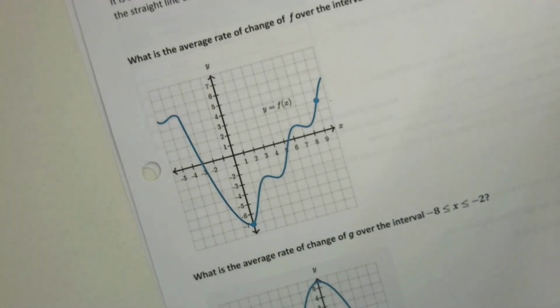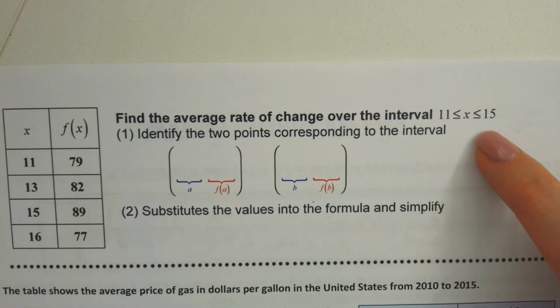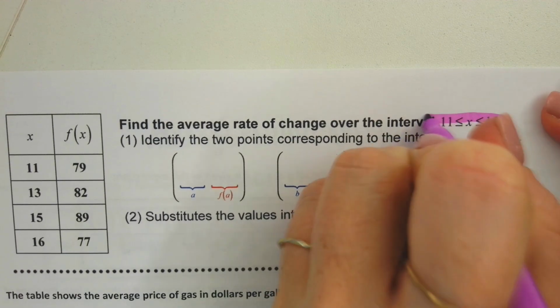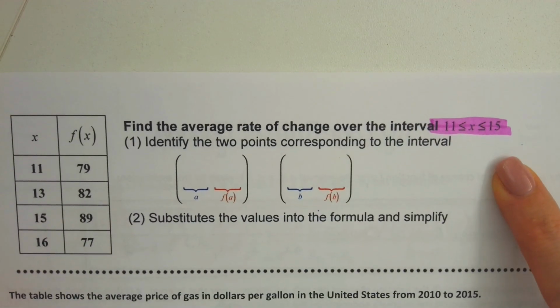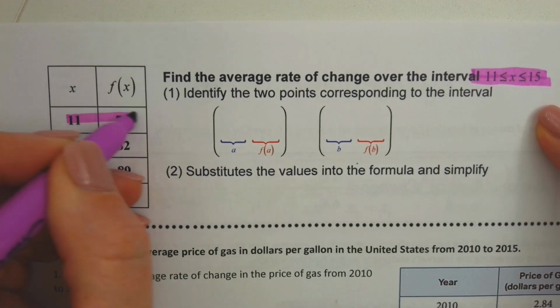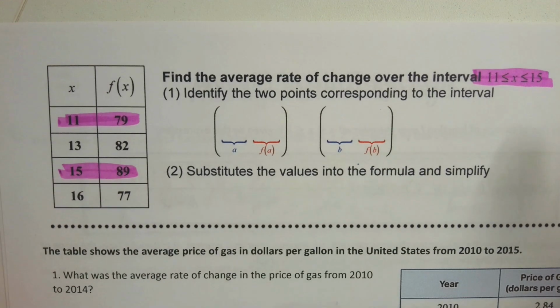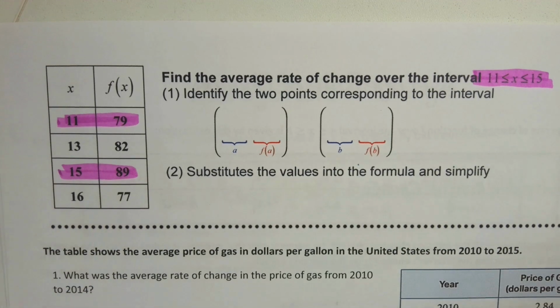All right, look at it from a table on the back side. Find the average rate of change over the interval from when x is 11 to when x is 15. When you're given a table for this, you only want to pay attention to these two x values. Here's the point when x is 11, here's the point when x is 15. Are the other two important? No, we will not use those in our calculations.